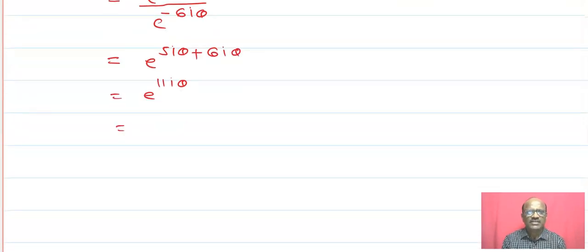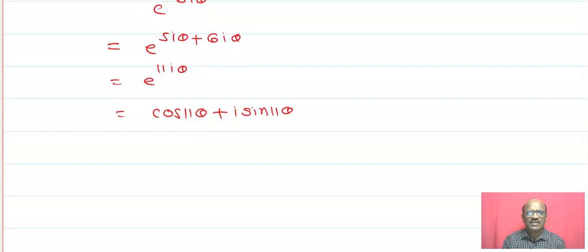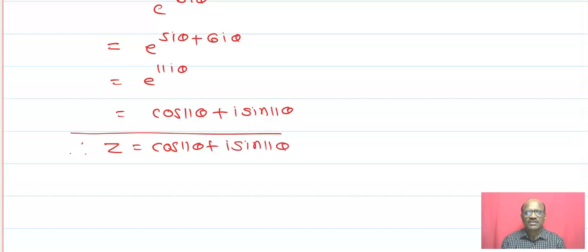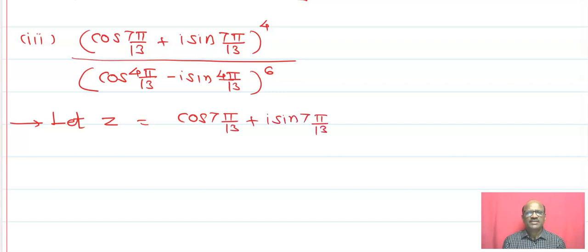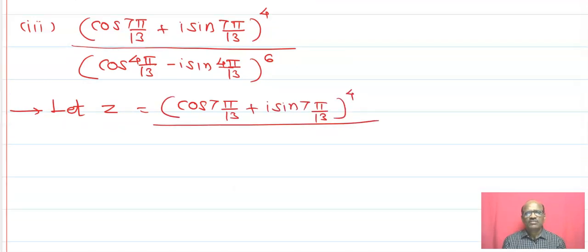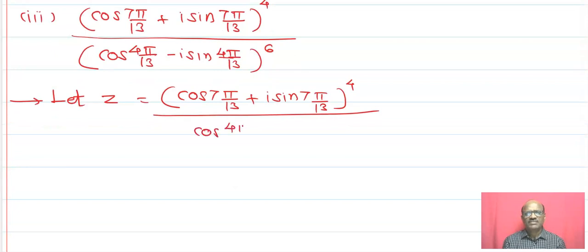Therefore e raised to 11iθ, that is cos 11θ + i sin 11θ. Therefore z is equal to cos 11θ + i sin 11θ. And the next example, this is the last example: (cos 7π/13 + i sin 7π/13) bracket raised to 4 upon (cos 4π/13 minus i sin 4π/13) bracket raised to 6.